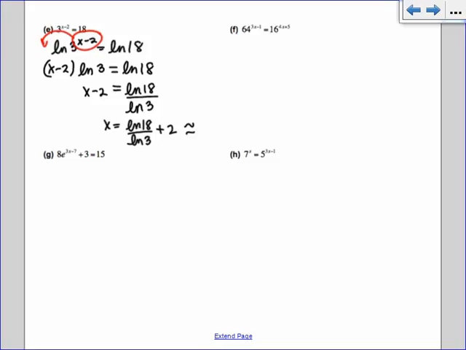So the approximation, we do natural log of 18 divided by natural log of 3, and we add 2, would be 4.631. So see, my calculator says 4.6309. The calculus test actually allows you to truncate. So even if you have 4.6309, you can just chop it off and say 4.630. I always round though. I don't know. It just seems more precise.